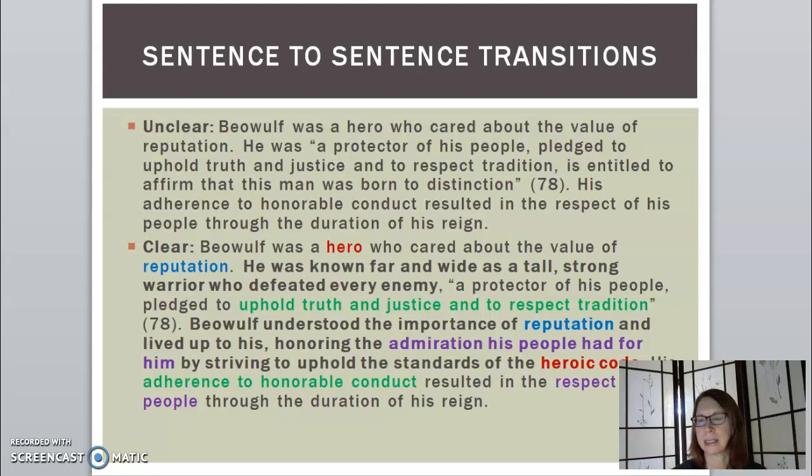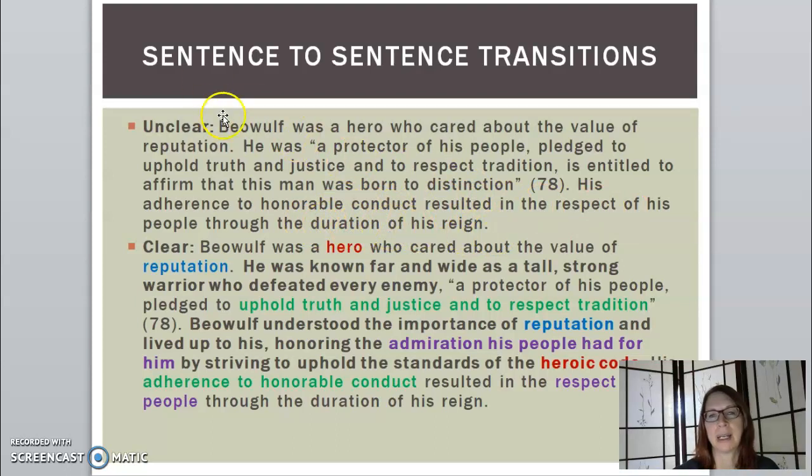Here is an example of a sentence-to-sentence transition. In the first example, we have ideas that are somewhat connected, but there's not as much of an explanation as to how. So if we look at it, it says, Beowulf was a hero who cared about the value of his reputation. He was a protector of his people, pledged to uphold truth and justice and respect tradition, is entitled to affirm that this man was born to a distinction. His adherence to honorable conduct resulted in the respect of his people through the duration of his reign.